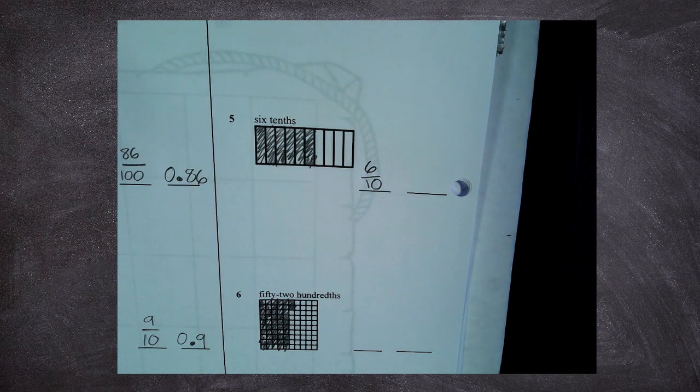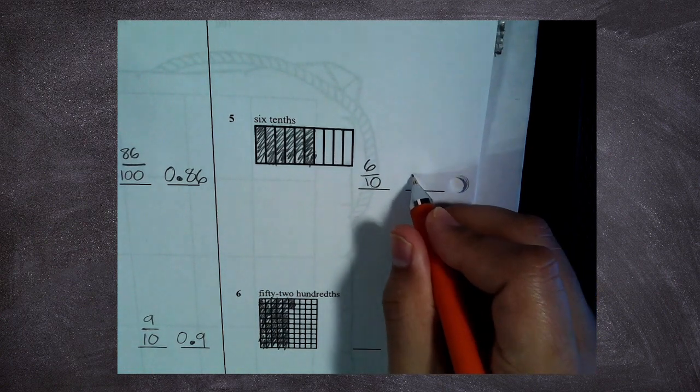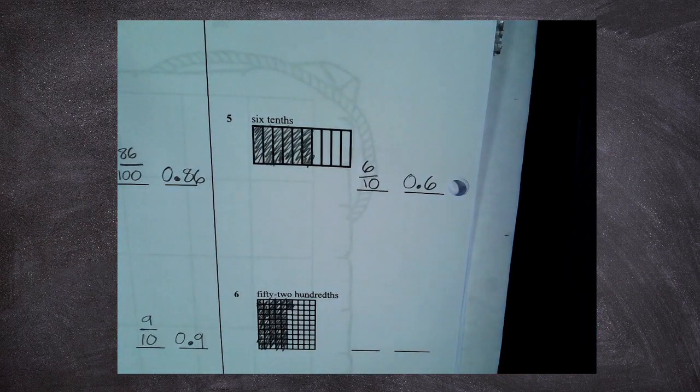Who can tell me the fraction, or sorry, not the fraction. We just did that. The decimal for number 5. Alexa, decimal, number 5. What should I get? Very good. 0.6.